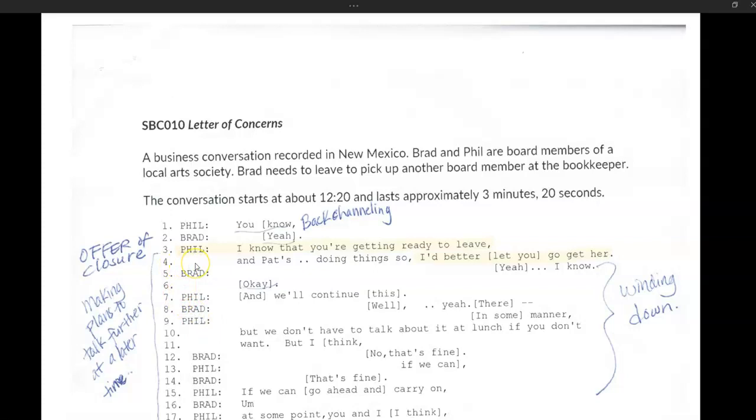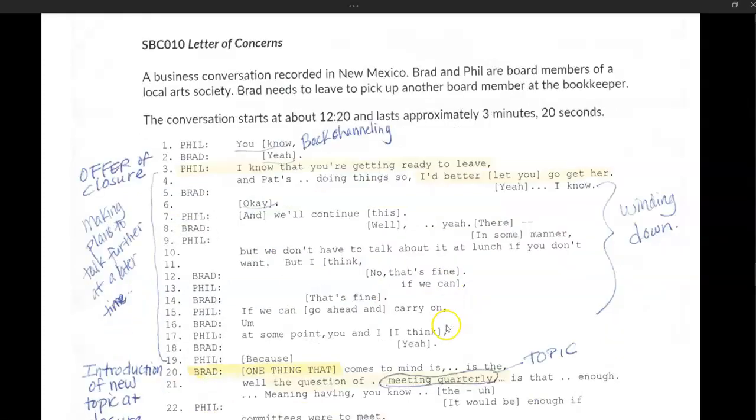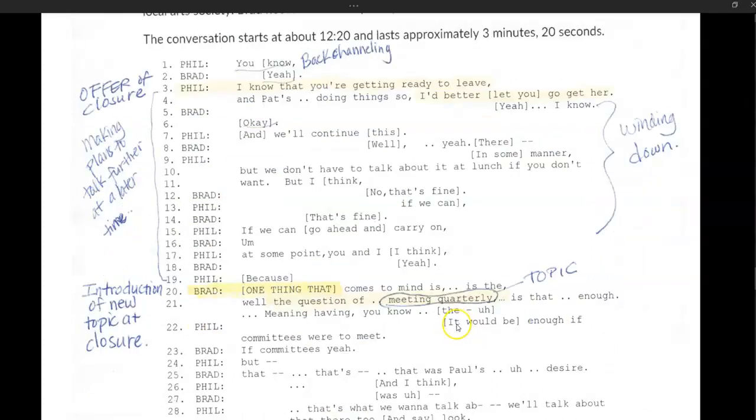So in this one, the piece of talk that we're looking at starts with an offer of closure, and you see some back channeling in the closure, which is normal. And then you see here, Phil says, I know that you're getting ready to leave, and Pat's doing things, so I'd better, he's saying, I better let you go. And so Phil kind of starts initiating that closing, and Brad's the one who has to go, right? And you can see that things are beginning to wind down. Yeah, well, there's nothing really important happening there.